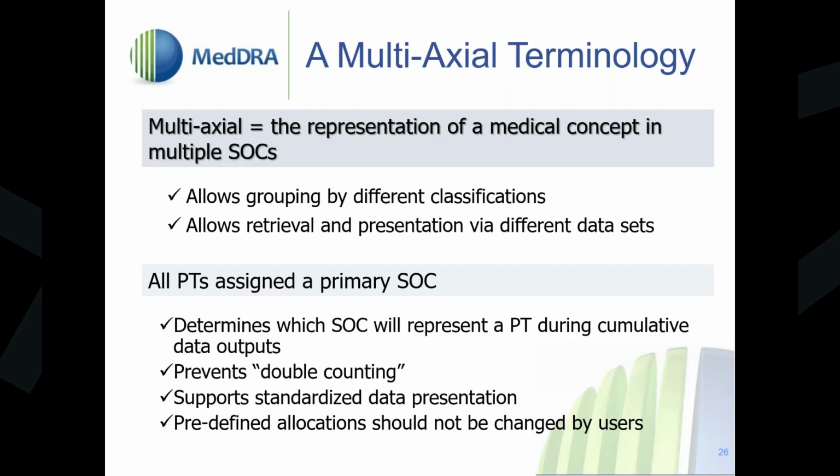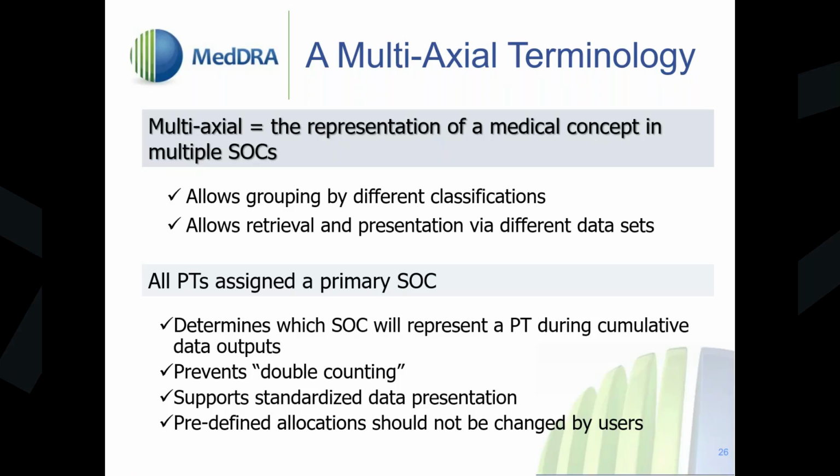And it will be available to you based on your needs to do your data retrieval and presentation by different sets of data based on the specific need. So, for example, let's talk about a skin cancer. Skin cancer is a cancer, so you expect it to be linked to the neoplasm system organ class, but it also manifests in the skin. So you expect it to be linked to the skin system organ class. So yes, it does link to both of them as a multi-axial term in MedDRA.